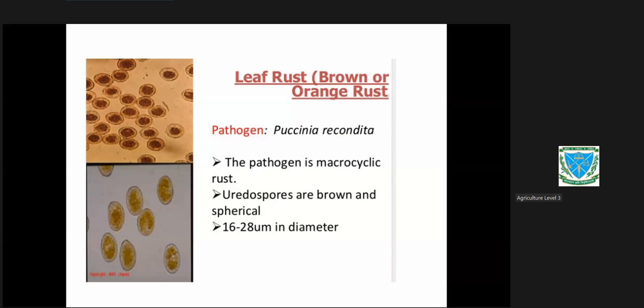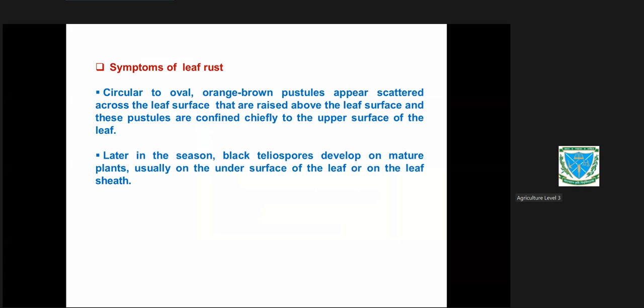And like Puccinia striiformis, Puccinia triticina also can produce this spore, uredospore. You see the early stage yellow color, but later stage it turned into brown color. So Puccinia triticina can produce uredospore. Symptom, I already mentioned that usually you can see orange brown pustules appear on the leaves, later in the season, in the late season of the crop.